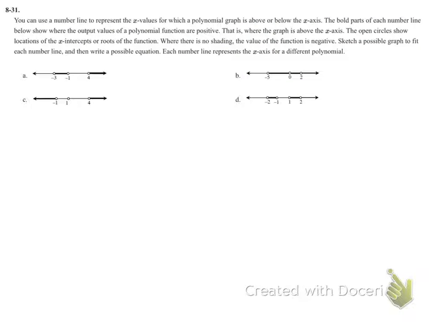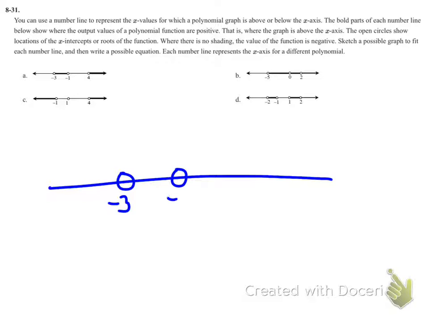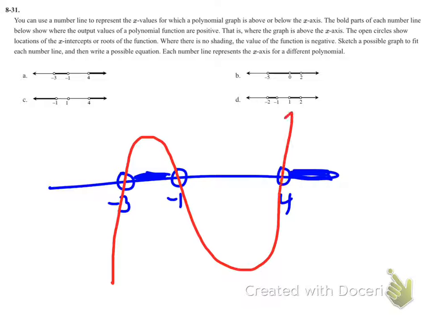Problem 31. If you've not already attempted these, maybe after I do problem A, perhaps you want to pause it and then try it by yourself. But if I look at problem A, I have -3, -1, +4. It is shaded here and shaded here. The shading means it is above the graph. So my graph would have to be below, then above, below, and then above.